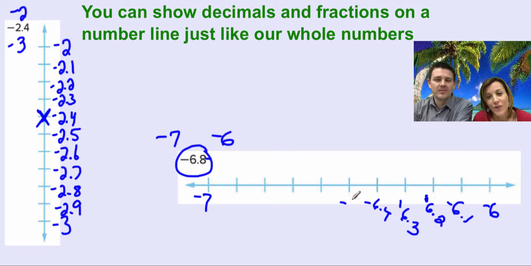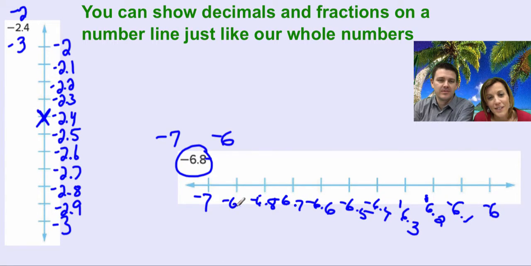Negative 6.4. Remember, she asked to write on this one. Heck yeah. Negative 6.6. Negative 6.7, negative 6.8, negative 6.9. Negative 6.8, we need to put an X right here where we identify the number in the problem.